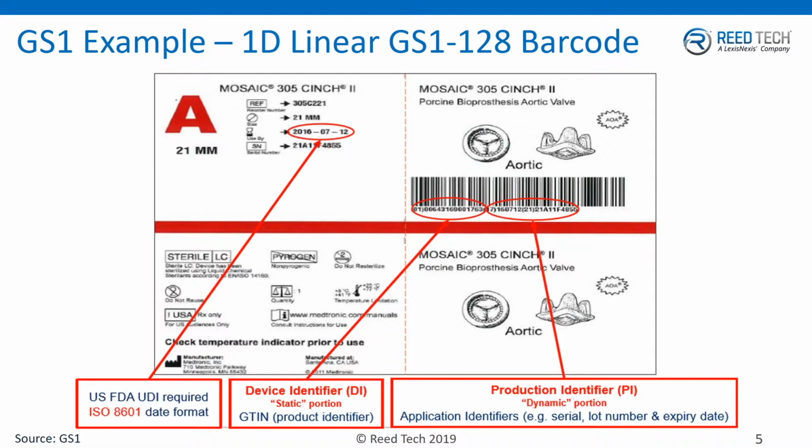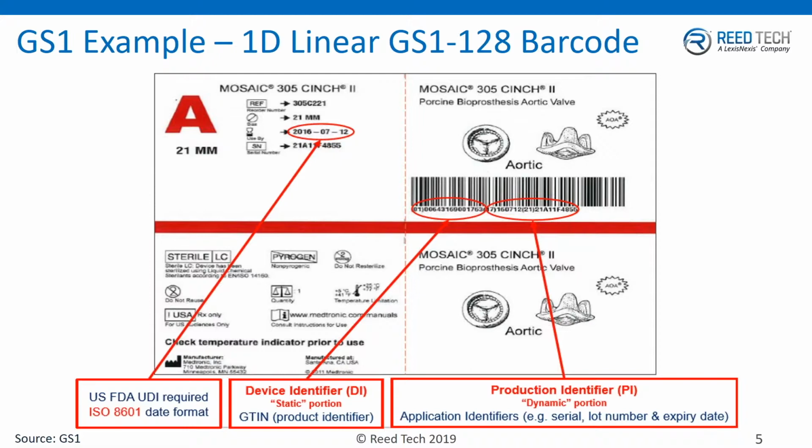Absolutely. So what you're viewing here is an example of a GS1 1D linear barcode. And let's examine this a little bit further. So below the 1D linear barcode, there is your concatenated unique device identifier, and that's made up of your device identifier and your production identifier. So if we want to take this at a little bit more of a granular approach, the device identifier is made up of a static number that remains the same, does not ever change.